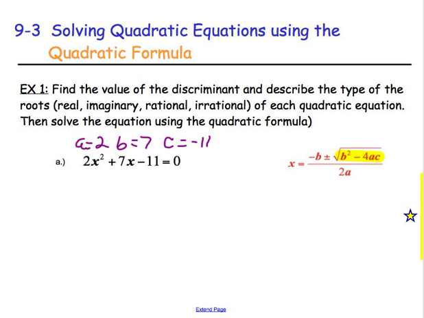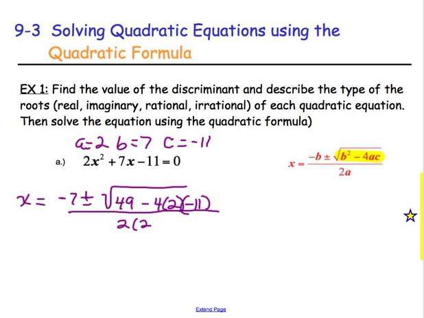So x is equal to, plug things in, -7, that's a negative, plus or minus the square root of b squared. B squared is 49, minus 4 times 2 times -11, all over 2 times 2. So it says find the value of the discriminant. So that's kind of simple. That'll be our next step.